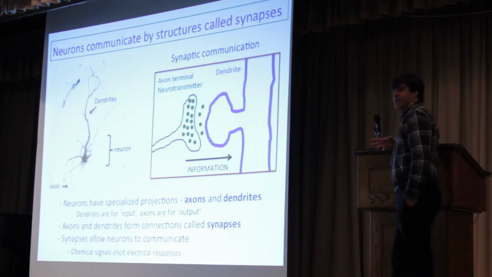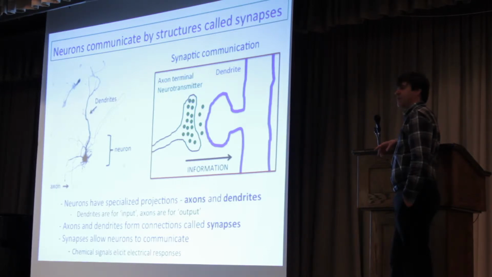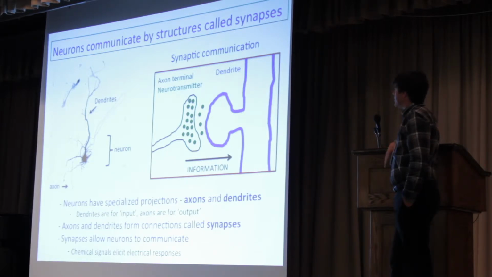So I'm not actually a neuroscientist. I'm more of a stem cell biologist, but as was mentioned before, collaboration is critical for advancing science, and so we've been learning neuroscience and collaborating with others since at least 2008 on these stem cell works. Neurons communicate by structures called synapses.